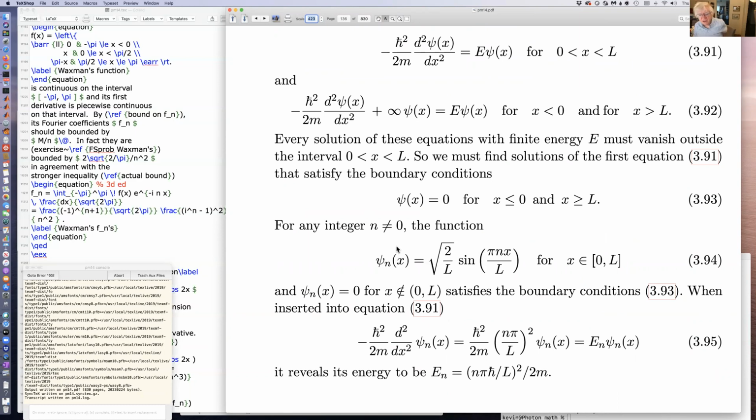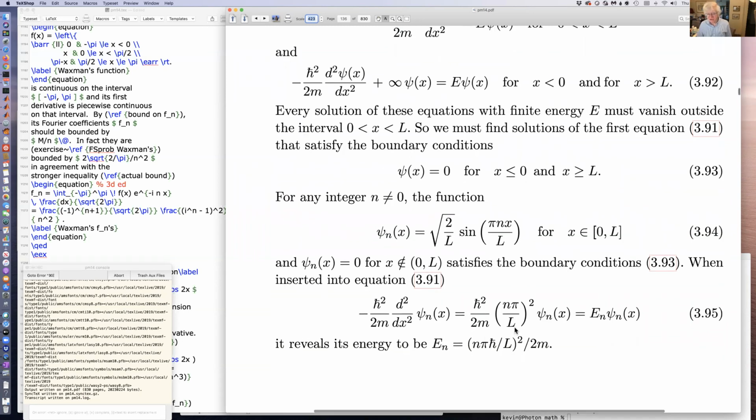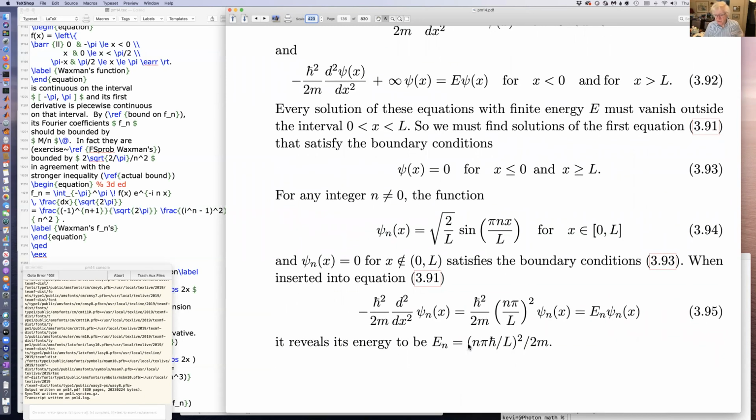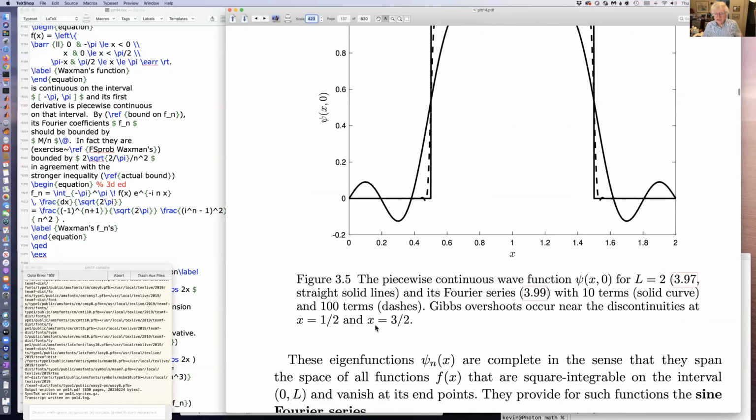Well, you can see the solutions are just sines of n pi x over L, and psi equal to 0 outside that interval. When you take this function, insert it into this equation and differentiate it twice, you get n pi over L squared times the function. So the energy eigenvalue is just n pi h bar over L squared, over 2m. So there's a 2m here.